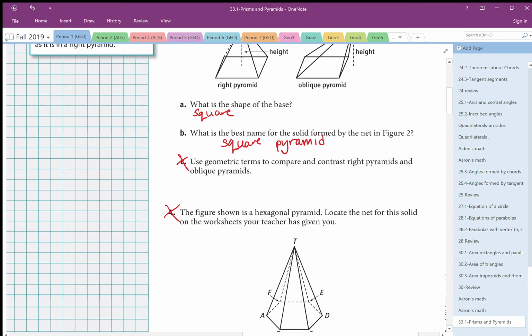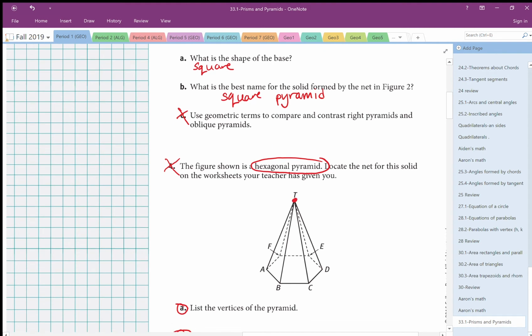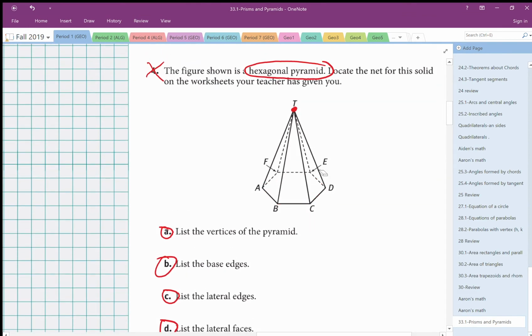We are skipping these, except I do want to point out that the figure shown down here is called a hexagonal pyramid. The reason is it meets on the top at one point, but it's got 1, 2, 3, 4, 5, 6 sides on the base, so it's got to be a hexagon. List the vertices of the pyramid. Remember, vertices are the points where the sides touch each other. So A, B, C, D, E, F, and T, because the sides all do touch each other at T. A, B, C, D, E, F, T.